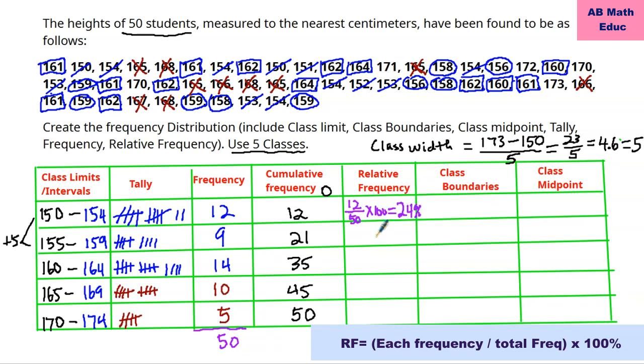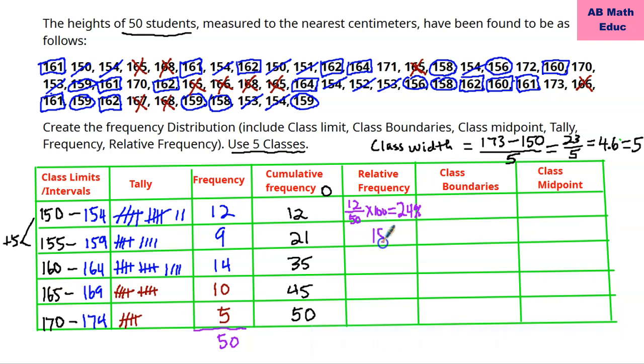You do the same thing here. 9 divided by 50 times 100 will give you 18%. When you are here, it's 14 divided by the total times 100, and that will give you 28%. When you're here, 10 divided by the total times 100, and that will give you 20%. When you're here, it's 5 divided by 50 times 100, and that will give you 10%. When you add all the percent, you will see that you will get 100%.